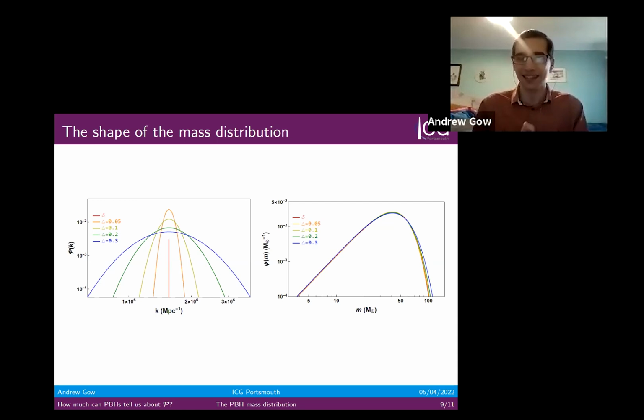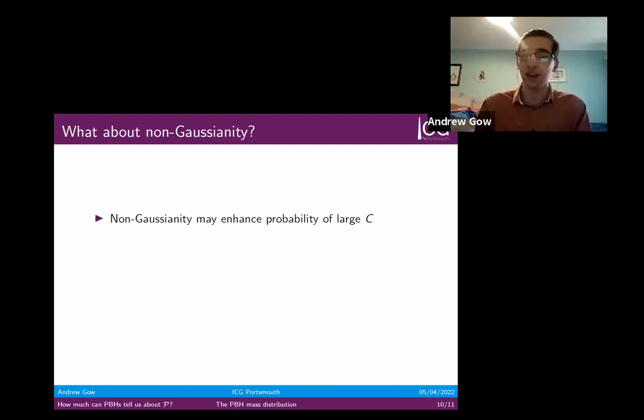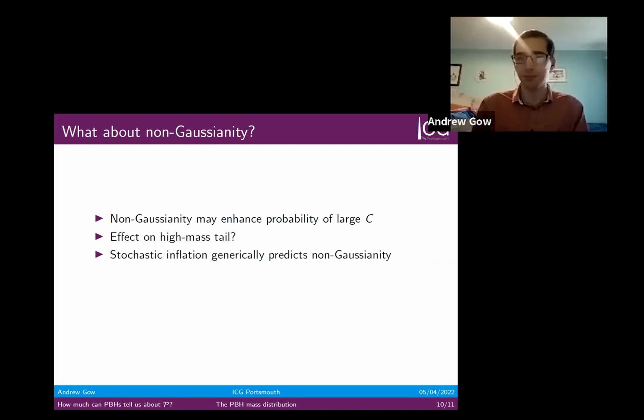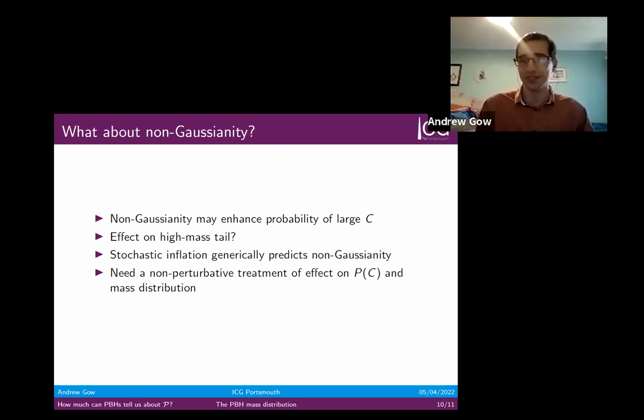With a caveat, everything I've talked about so far is for Gaussian perturbations. So what about non-Gaussianity? Well, non-Gaussianity enhances the probability of large perturbations if we choose it in the right direction. So it may enhance the probability of large compactions. We know that this corresponds to large masses, so that would lead us to a high mass tail enhancement. But we want to know how this works properly. Stochastic inflation, which is a non-perturbative mechanism, generically predicts non-Gaussianity, typically with an exponential tail. But you need to be careful and make sure you've got a fully non-perturbative treatment of how the effect on P of zeta goes through to the compaction and hence the mass distribution. And that's what I'm working on now in my postdoc at the ICG.